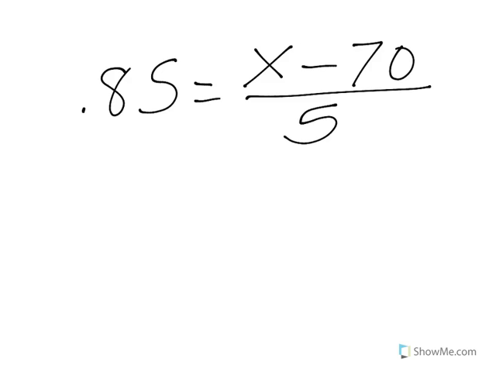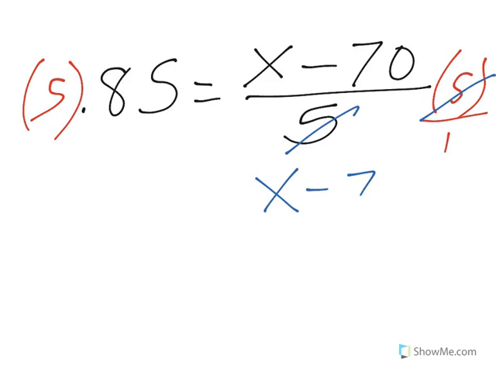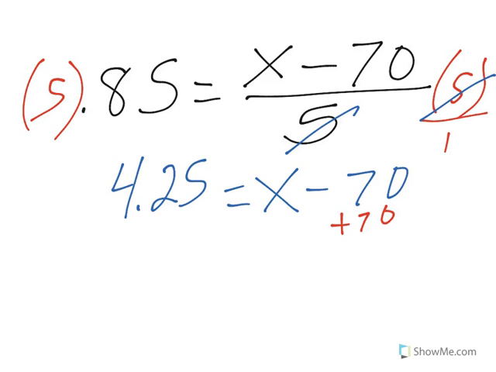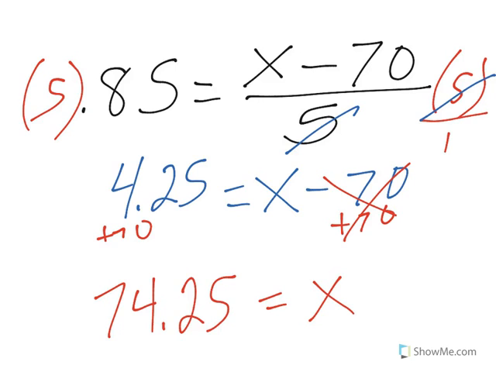And now we can solve this. In solving this, we want to get rid of the fraction on the right-hand side first, so I will multiply both sides by 5, because when you multiply on this side, the 5s will cancel out. I'm left with x minus 70. And 5 times 0.85 gives me 4.25. Then I want to add 70 to both sides. That means Uncle Bob would be approximately 74.25 inches tall when you do the math.